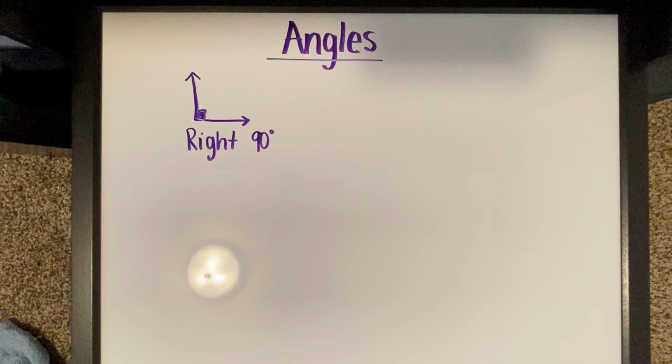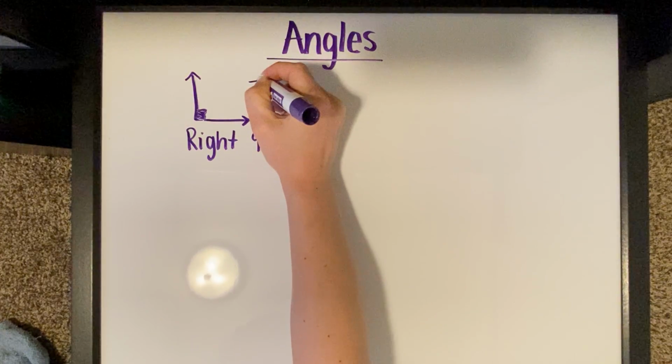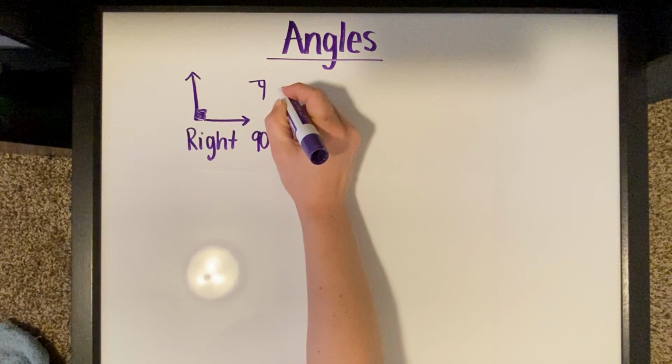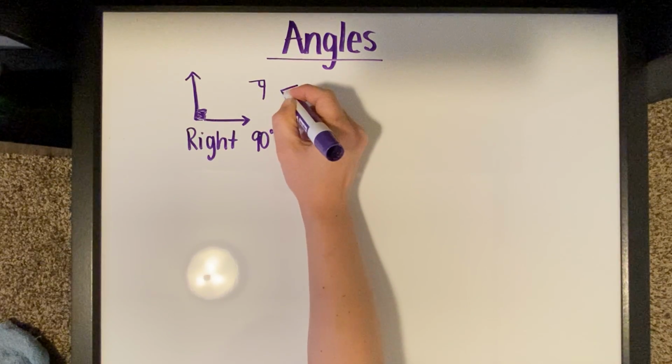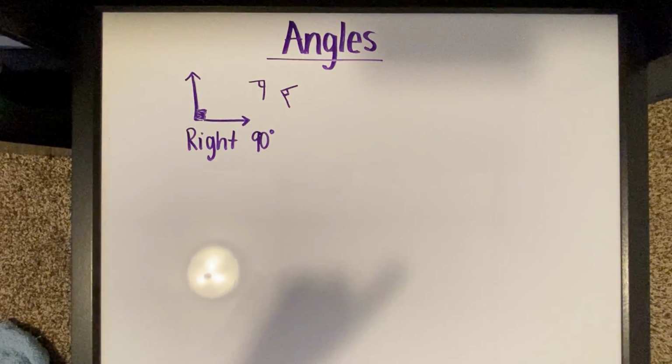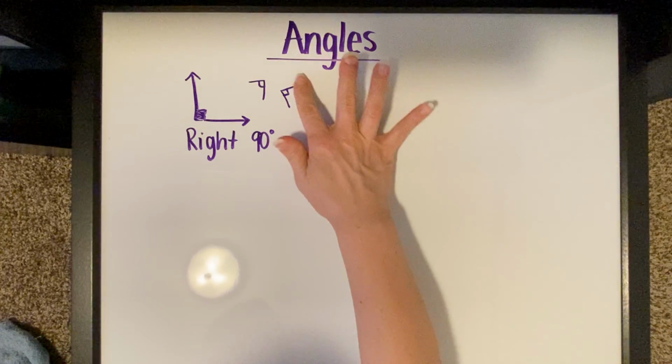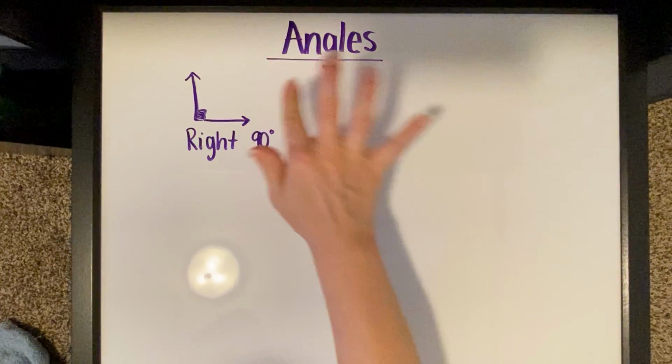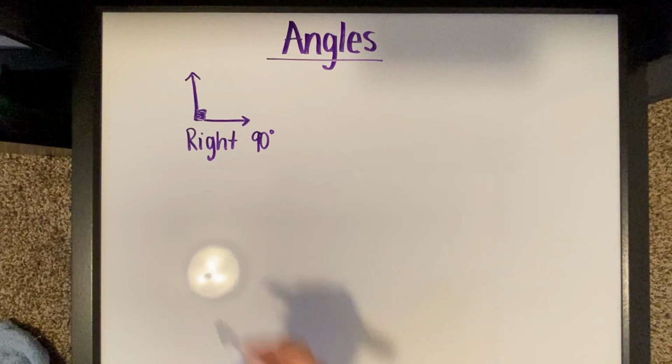A right angle is not always facing the same direction though. You can turn this in any direction. It could also look something like this, or it could even look something like this, as long as you have that perfect 90 degrees in the corner. So we have a right angle.